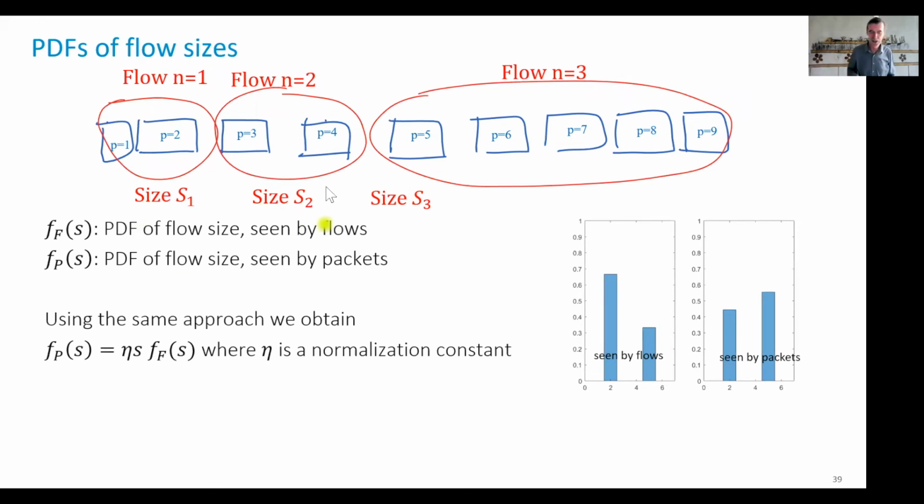We can do the same calculation, instead of averages, by looking at PDFs, and we'll find this formula. The PDF of flow size sampled per packet, it's a PDF in discrete time, so f_P(S) is simply the proportion of packets that gave an answer S to the size that they were asked. Same, the PDF per flow is the proportion of flows that have a flow size S. Well, we'll find this relationship.